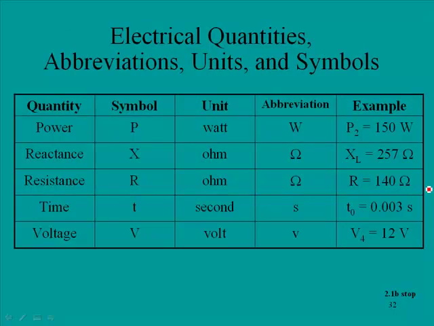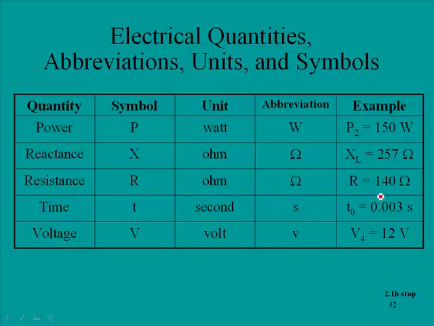Power, we've talked about power. Watts. Power here would probably be referring to a specific component, and the power is 150 watts. Resistance, the value of resistance R, 140 ohms. Voltage, V, this might be referring to a test point, equals 12 volts.